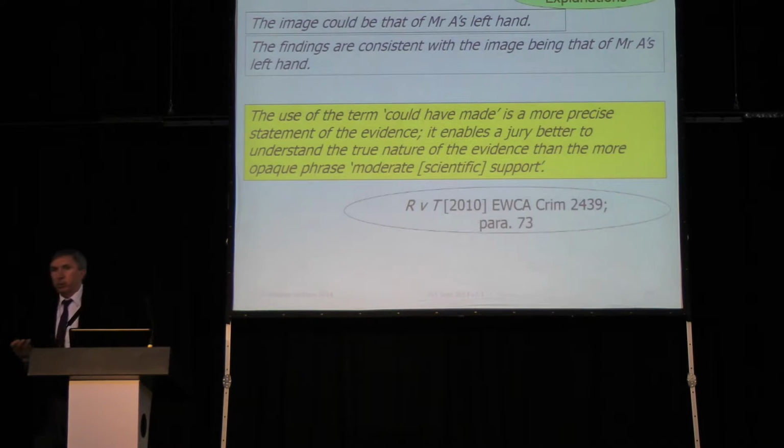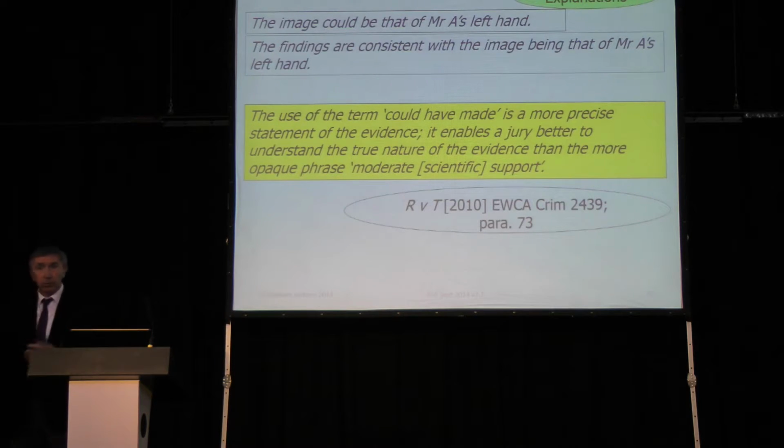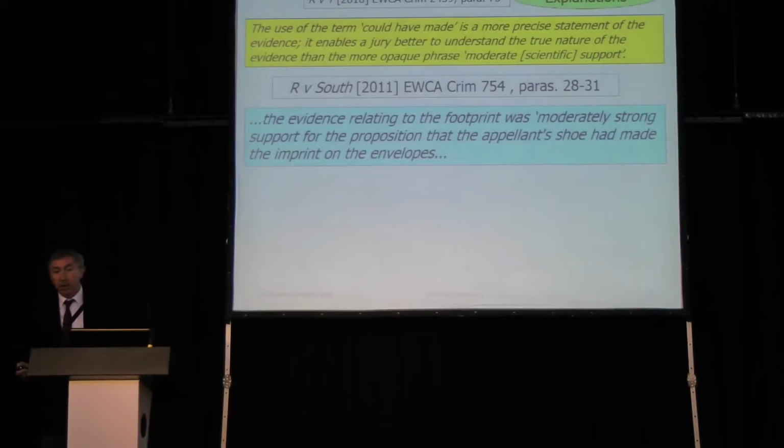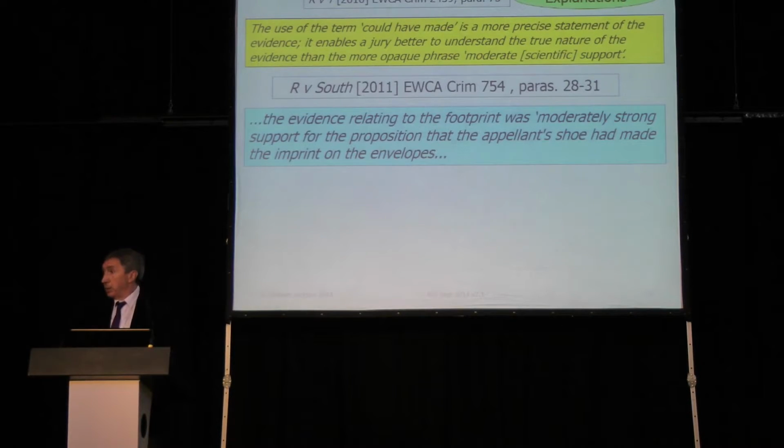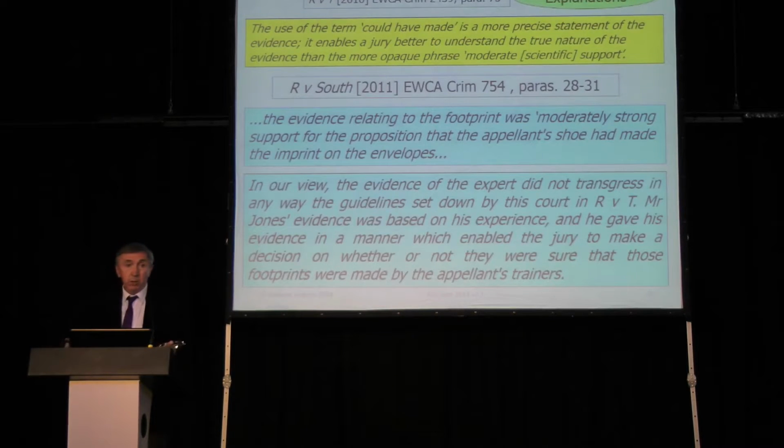So, as scientists, we were saying, well, where does this leave us? We've got all this other material that says "could have been made by", "could have been left by". It's got a lot of limitations. But here the Court of Appeal is saying this is a better phrase for the jury to understand. However, in a case just a few months later in the same Court of Appeal, where the scientist said "provided moderately strong support", the appeal court said that seems fine to us. So as scientists, all we want to do is help the courts, and we're left with a bit of confusion as to what to say.